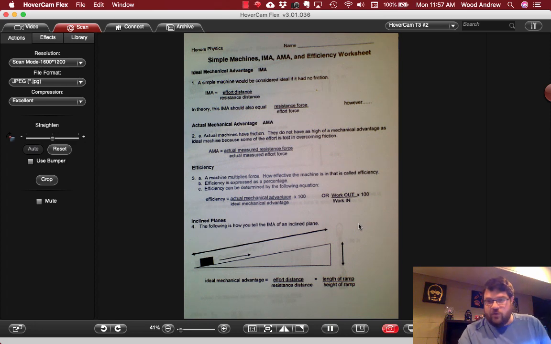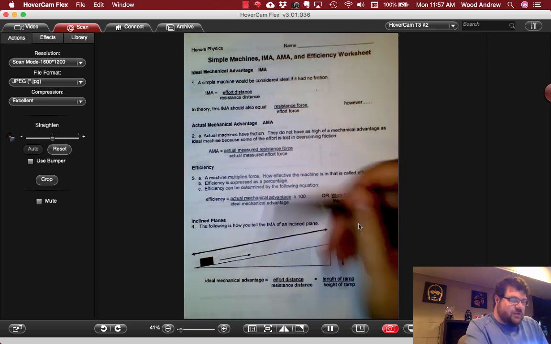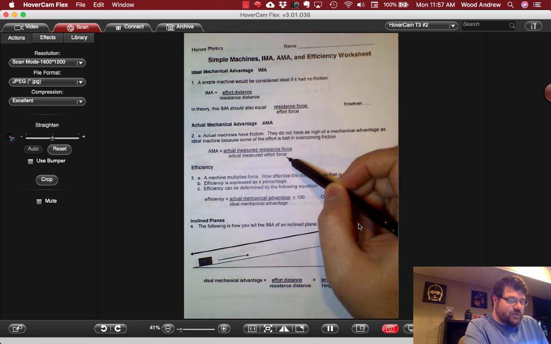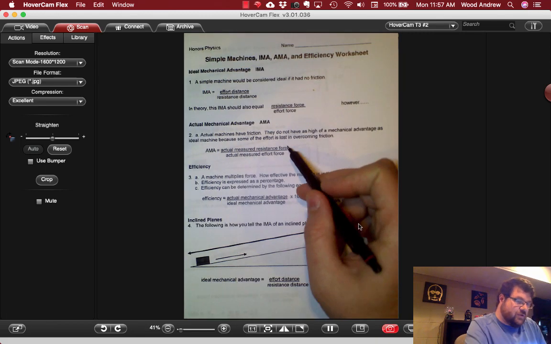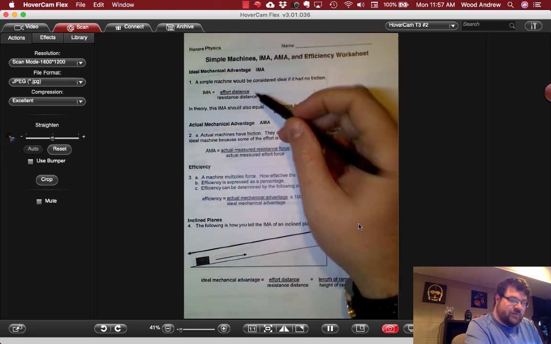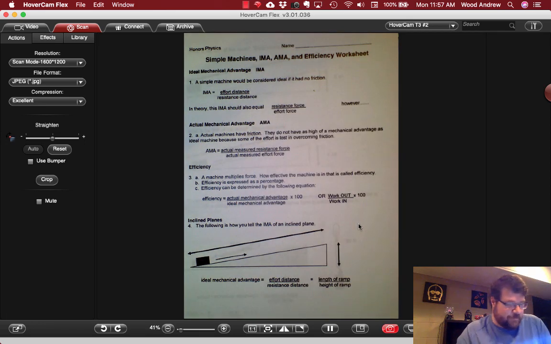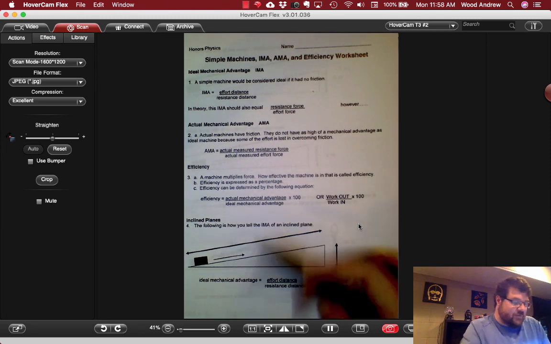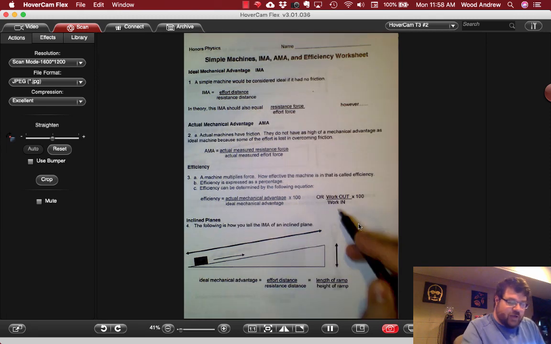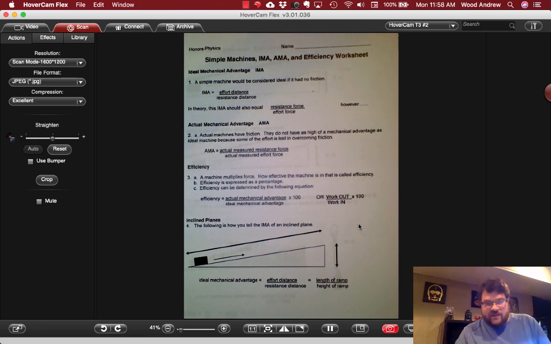However, since we're going to overcome friction, we have to apply a little extra force on the input to overcome friction. So then we're dealing with actual measured forces would be the actual mechanical advantage. So the resistance force over the effort force. Notice that those are flipped in relationship to each other. And then finally, efficiency, comparing the mechanical advantages, the actual versus ideal mechanical advantage, or work output versus work input to give us a percent for efficiency.